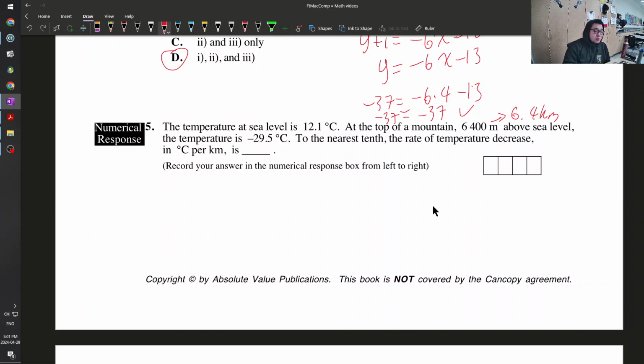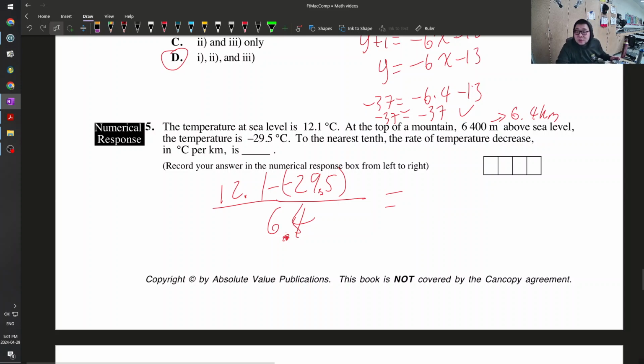Degrees per kilometer. So just subtract these, 12.1 minus negative 29.5, divided by 6.4. What do I get? Oh, it's minus negative 29.5. Since I want to find out how big the gap is, I subtract small from big. Yeah, there we go. Divide by 6.4. I get my answer is equal to 6.5. So it decreases by 6.5 degrees per kilometer.